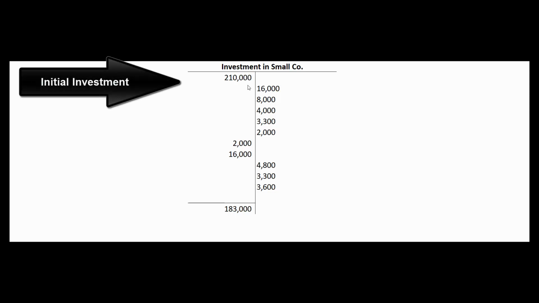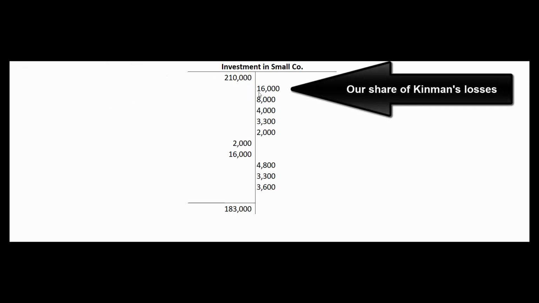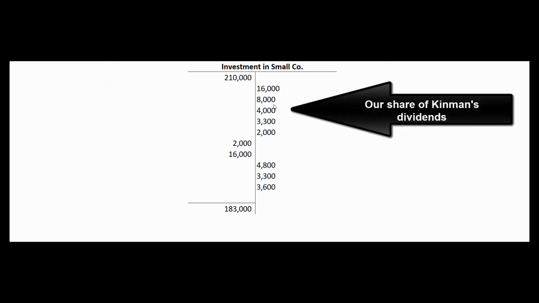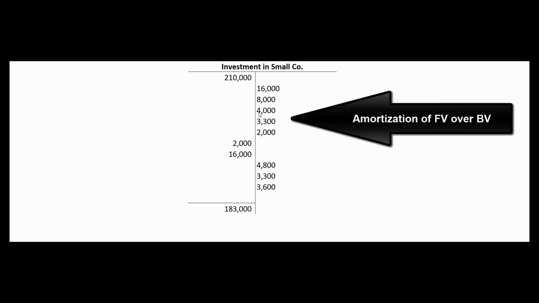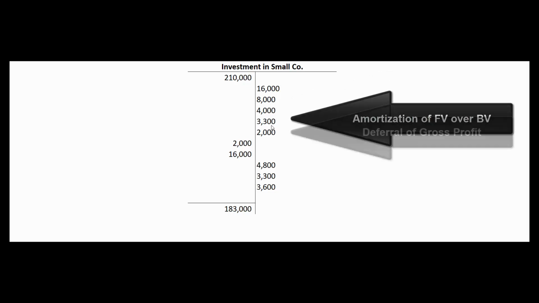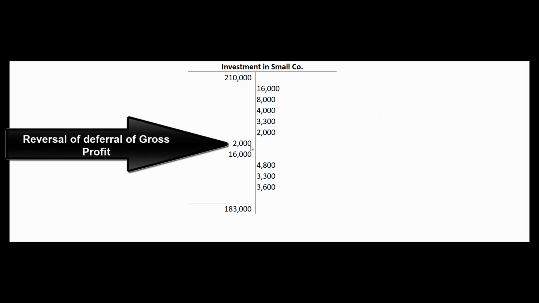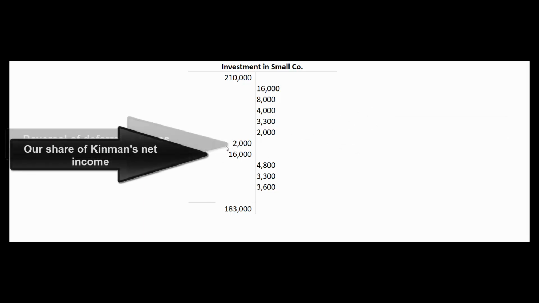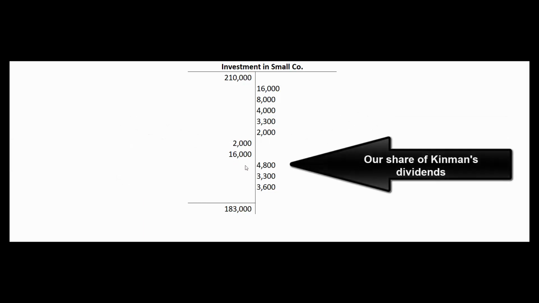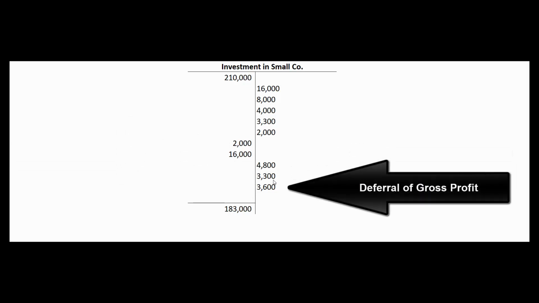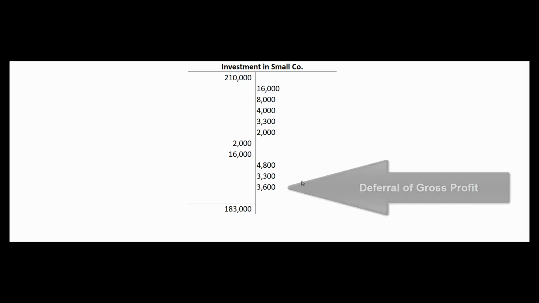Okay, that's all there is to the equity method. Our investment in Kinman went up when we made the initial investment, went down when they lost money, went down when they had another comprehensive loss, went down when they paid us dividends, went down when we amortized the excess we paid over book value, went down when we deferred gross profit. From 2017 to 2018, when some goods were finally sold to an outside third party, it went up with our share of their net income, went down with our dividends, went down with that amortization of excess over book value, and went down when we deferred gross profit from 2018 to hopefully 2019. And that's all there is to it.